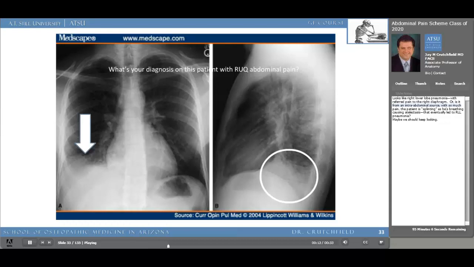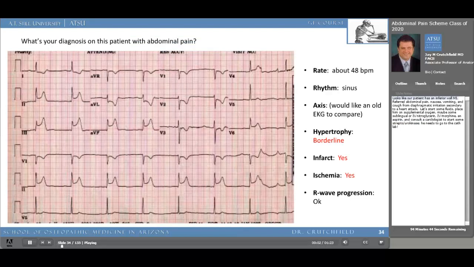As part of the ongoing workup for any patient of this age who's having right upper quadrant abdominal pain, it makes sense to get not only a chest x-ray, which we've seen, but also an EKG to rule out a cardiac source of the abdominal pain. Is the pain that this patient is experiencing referred from the myocardium? Well, let's look. What's the diagnosis on this patient who is presenting with abdominal pain?